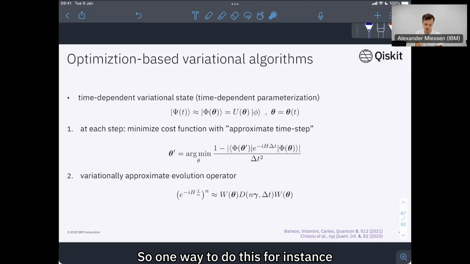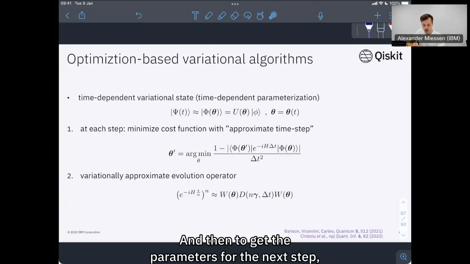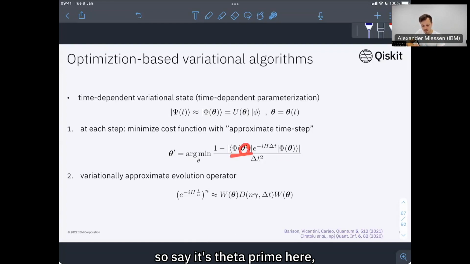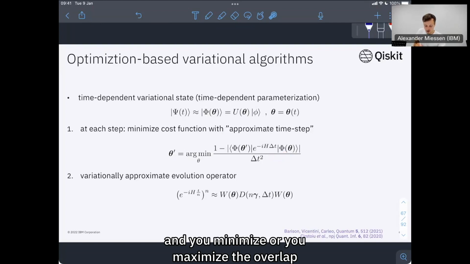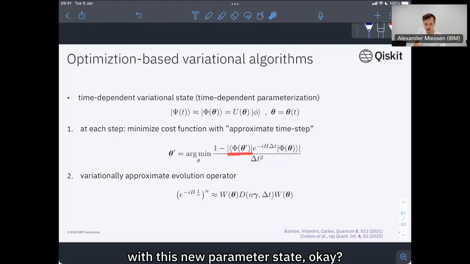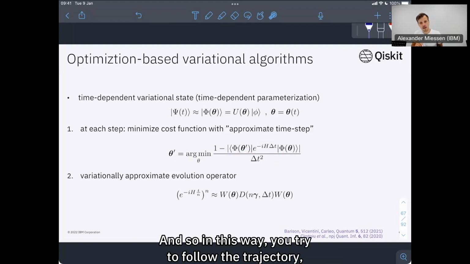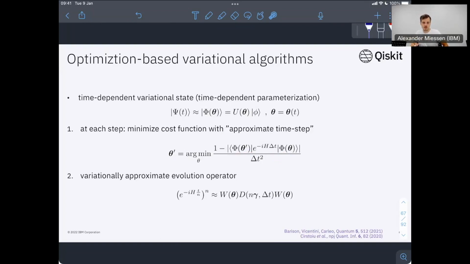Okay, so one way to do this, for instance, is you have a parameterized state here, and then to get the parameters for the next step, so say theta prime here, you apply a small Trotter step, just one Trotter step, right? So a circuit of constant depth to your variational state, and you minimize or you maximize the overlap with this new parameterized state, okay? And so in this way, you try to follow the correct trajectory as closely as possible.